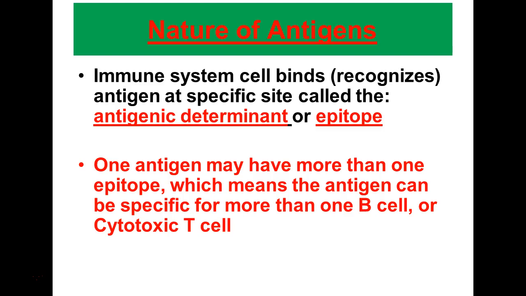The area of an antigen where an antibody actually binds is called the antigenic determinant or epitope. One antigen may be large enough to have several antigenic determinants or epitopes.